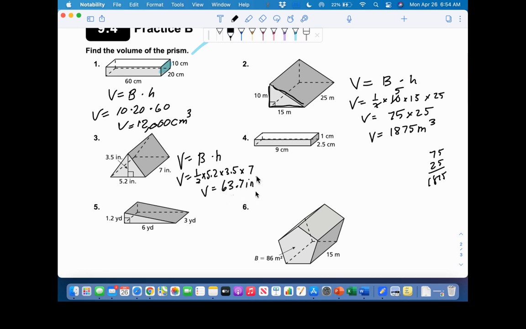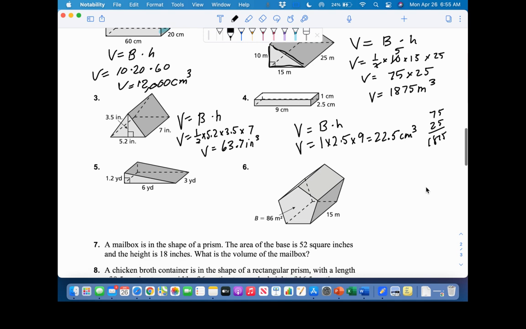And for some of these with more complicated numbers, pretty easy to do when you have that area of the base times the height. Well, doesn't matter, I guess, which one we consider the area of the base. So I've got 1 times 2.5 times 9. So it's basically 2.5 times 9, 22.5. So equals 22.5. And so you just get that idea that that's the direction we're going.